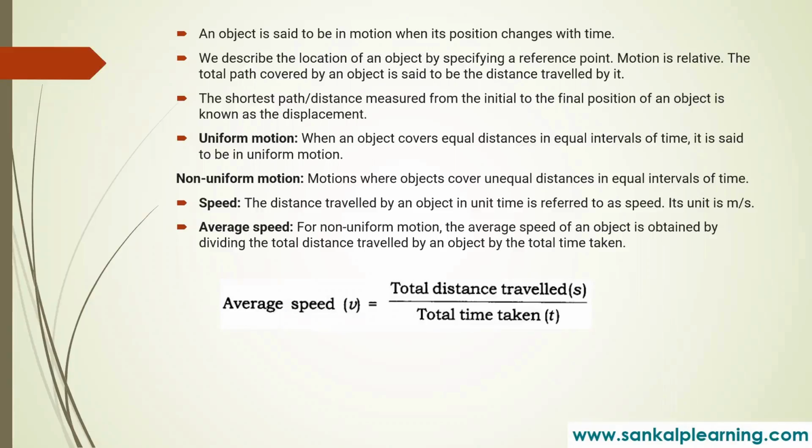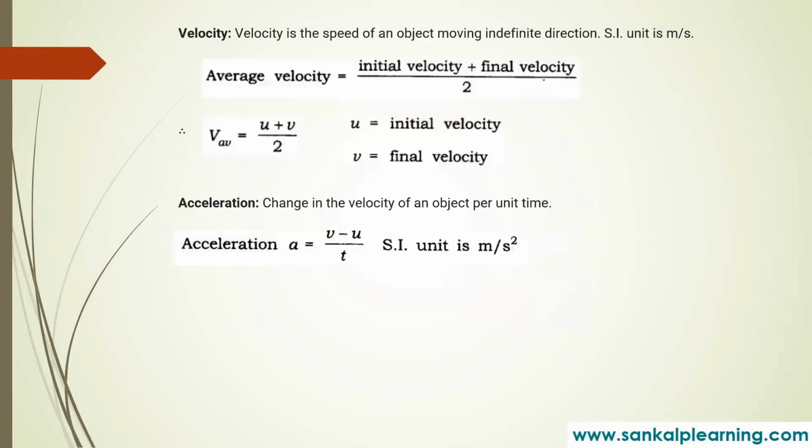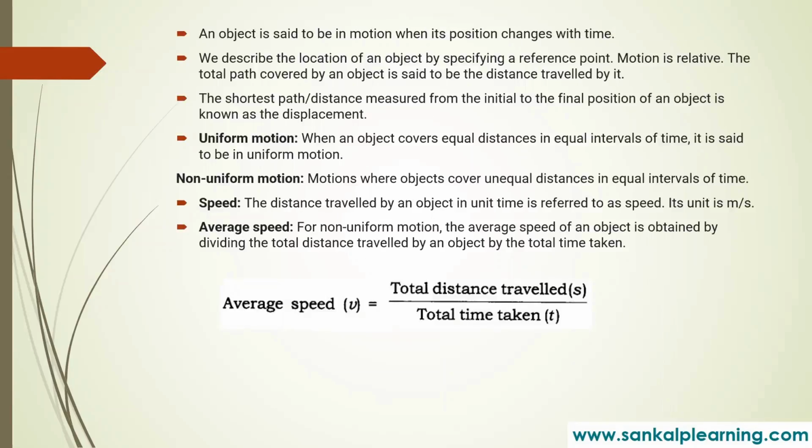So here we have distance and displacement, the first two terms related to motion. Distance is the total path length covered by the body. Displacement is the shortest distance between the initial and the final position. Is it clear? We can see one example here. One minute, I will show you with an example how we can understand this.